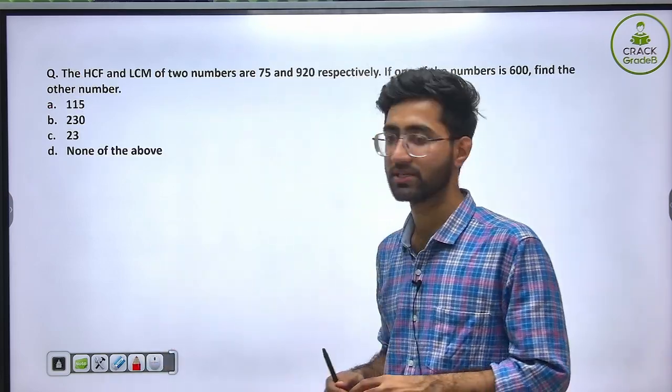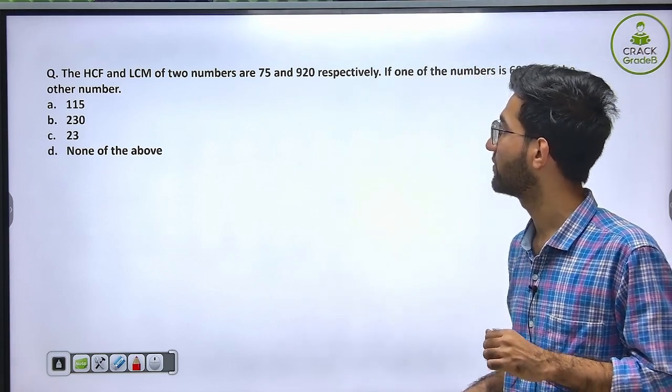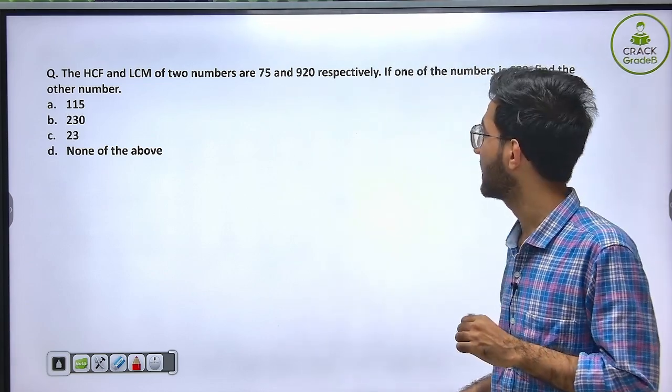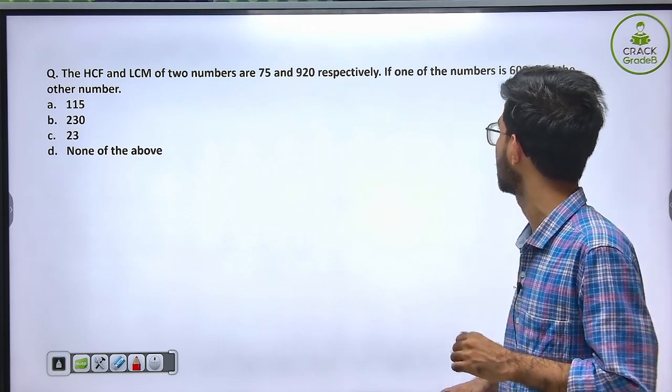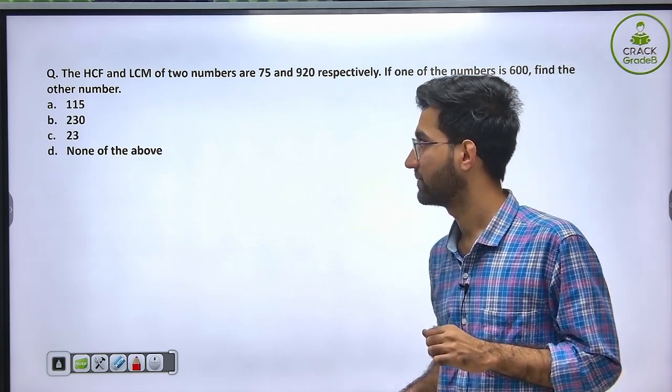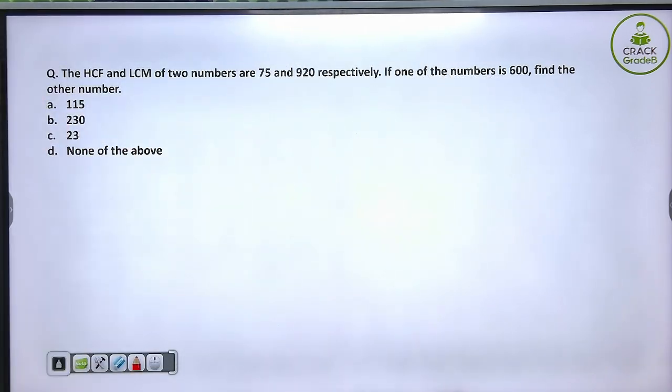Now we will solve this question. The question is, the HCF and LCM of two numbers are 75 and 920 respectively. If one of the numbers is 600, find the other number. Try to think how we can solve this kind of questions.